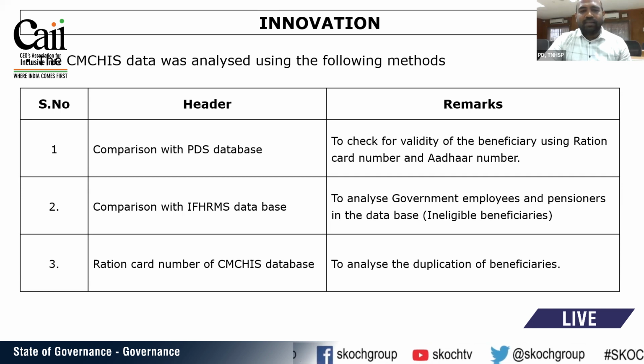First, comparison with the PDS database was done to check the validity of the beneficiary using the ration card number and the Aadhaar number. Next, the IFHRMS database was used to identify the government employees and pensioners in the database. Also, the ration card number of the CMCHS database was used to analyze for duplication of the beneficiaries. This was wholly done by TNEGA.